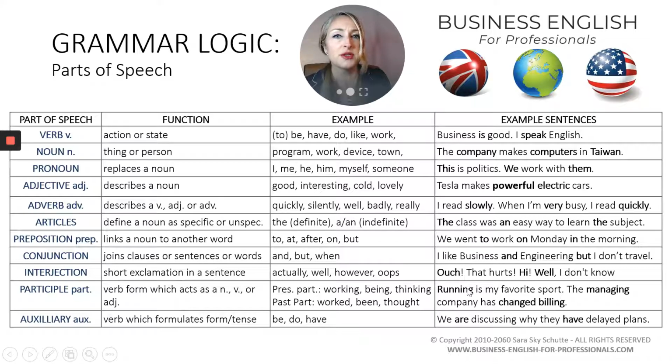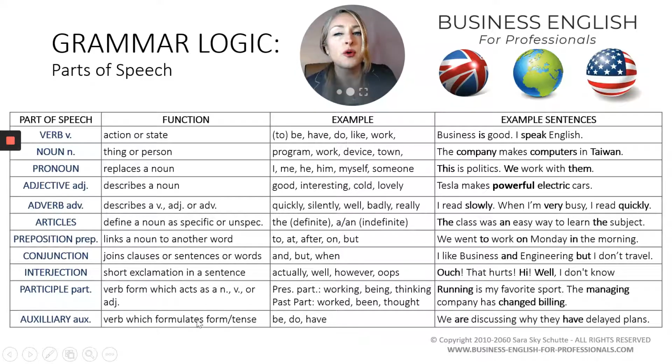Running is my favorite sport. Subject, verb, and then this is functioning all as the object. Sport is the main noun object. So subject, verb, object. Okay, subject, ing form. Or, the managing company has changed billing. Okay, so again, changed, past participle, that forms the main verb, and billing is the object here, and this is the ing form of the word to bill, to charge, which is an accounting sort of a phrase. Okay, we'll look at that again later in detail.